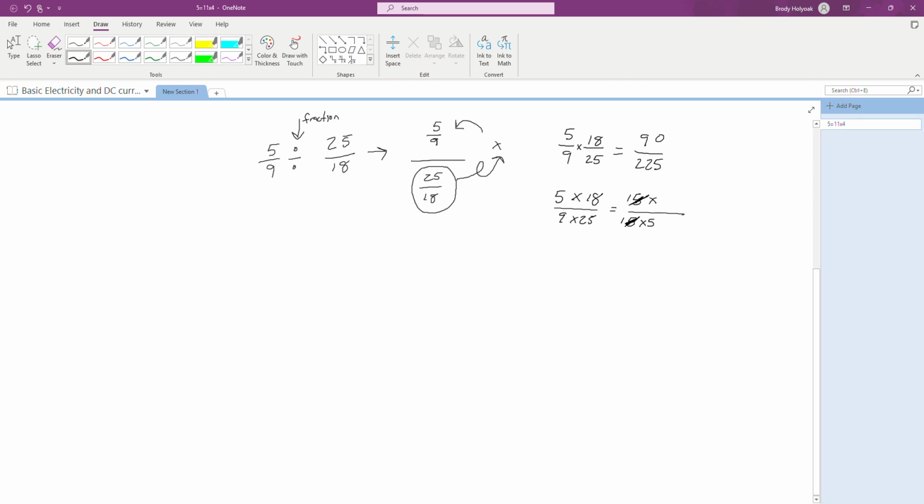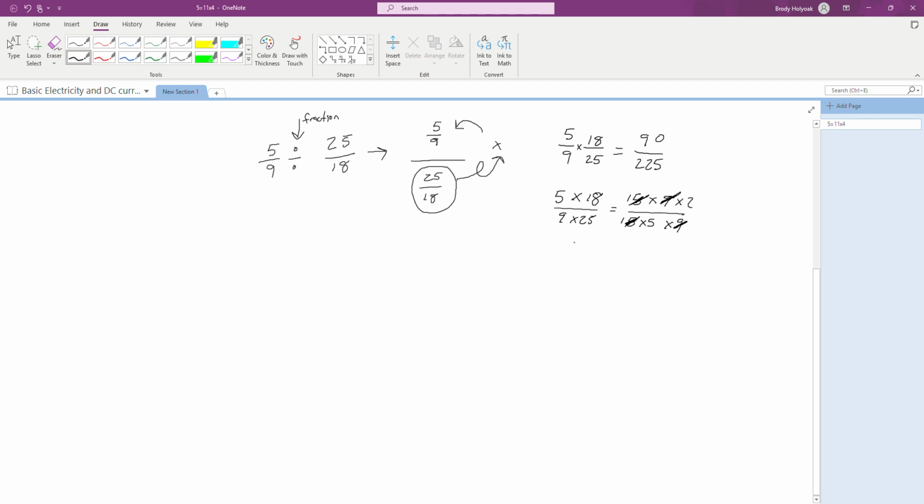My 18, I notice, can also split up very easily with my 9, and I can get rid of that. My 18 becomes a 9 times 2, and my 9 just stays down there on the bottom, and now I can get rid of it in the same step. Then I look at what I'm left with after I've simplified as I'm cross-multiplying all these things.